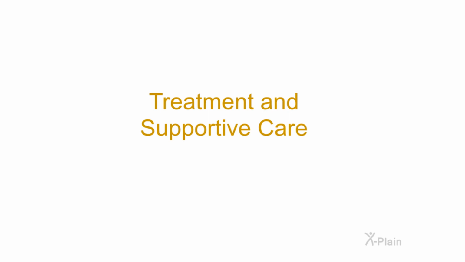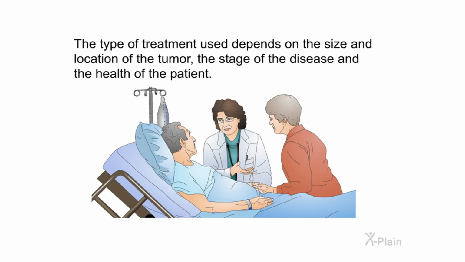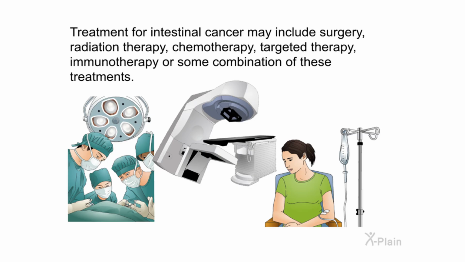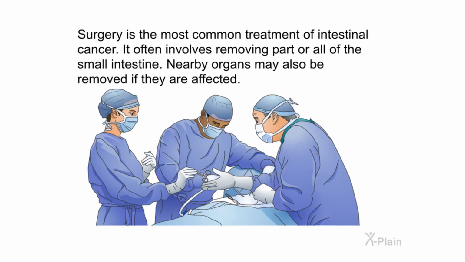Treatment and supportive care. The type of treatment used depends on the size and location of the tumor, the stage of the disease, and the health of the patient. Treatment for intestinal cancer may include surgery, radiation therapy, chemotherapy, targeted therapy, immunotherapy, or some combination of these treatments. Surgery is the most common treatment of intestinal cancer. It often involves removing part or all of the small intestine. Nearby organs may also be removed if they are affected.